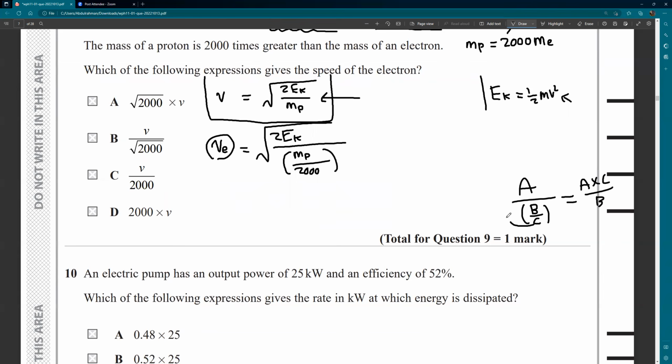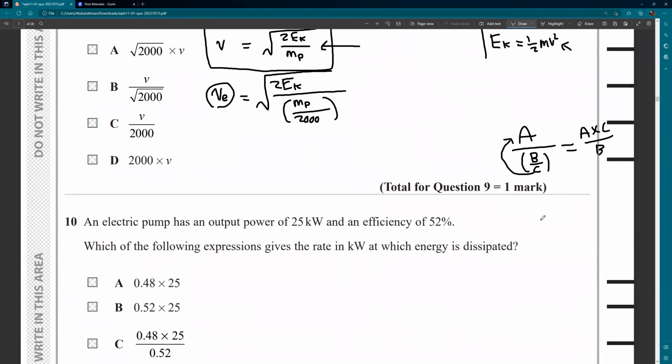So you took the C to the top. This is slightly different than if you had A over B as a bracket divided by C. If this was the case, then you take the C to the middle. So that's one way to think about it.